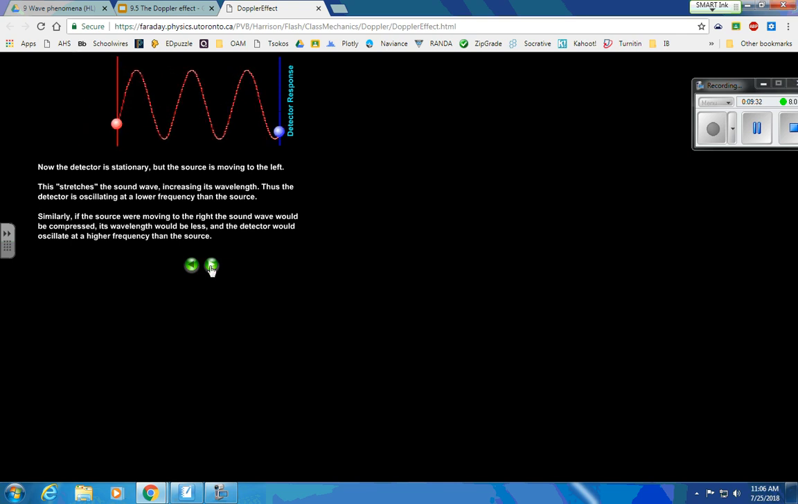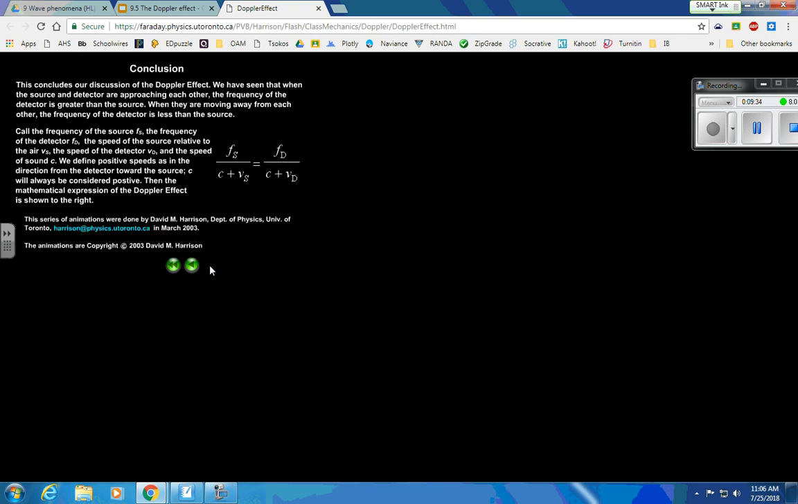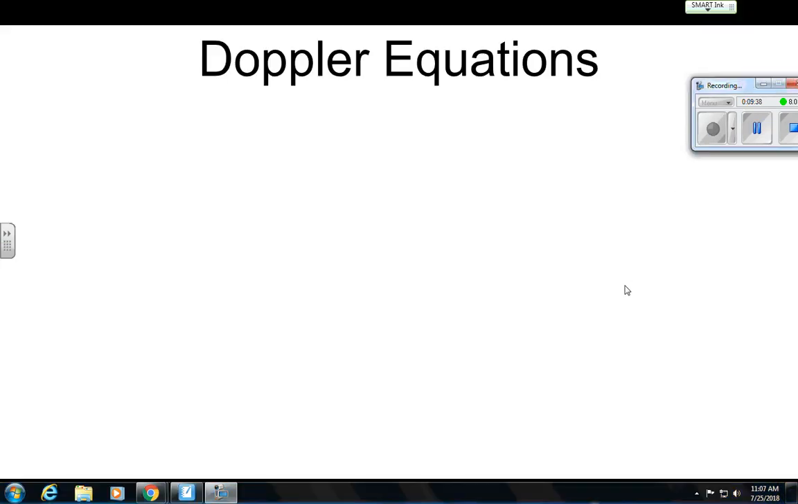Now notice the source is moving. If the source is moving away from the receiver, then the frequency that will be received will be lower. Notice the blue sphere is oscillating more slowly than the red sphere, the source that's creating the waves. All right, and then we'll get into the equations and things like that. Okay, so those were the concepts and the diagrams that you have to understand.